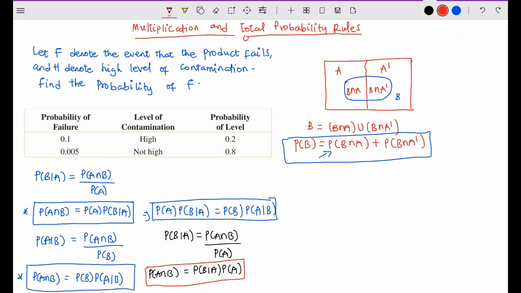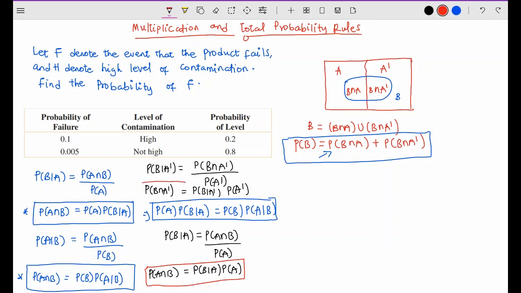Okay, so let's look at the second probability also. For that one, we have the probability of B given A prime has occurred equal to the probability of B intersection A prime over the probability of A prime. So making the probability of B intersection A prime the subject, you're going to have the probability of B given A prime multiplied by the probability of A prime. Okay, this is what you are going to have.